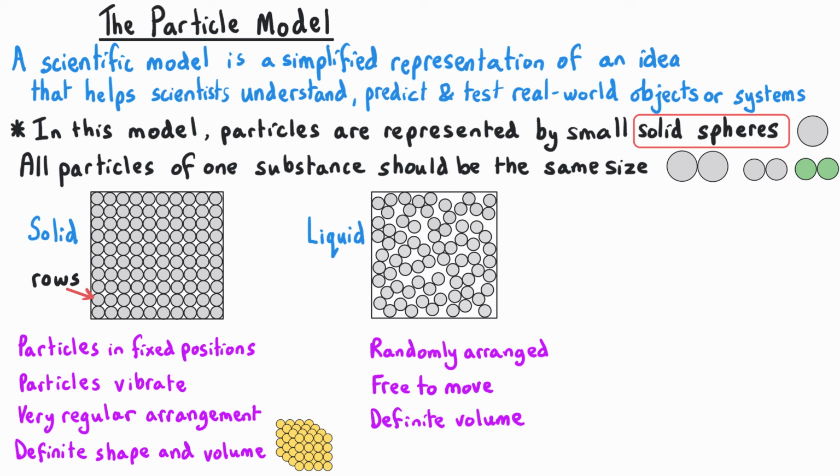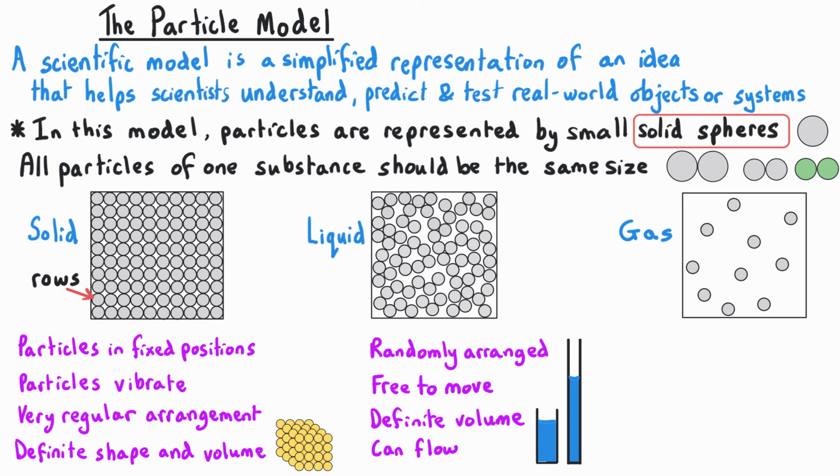Liquids have got a definite volume. That means the amount of space that they occupy can't change, but liquids can flow because their particles can move. And that means that liquids will fill up a container from the bottom upwards until that volume has been spent.